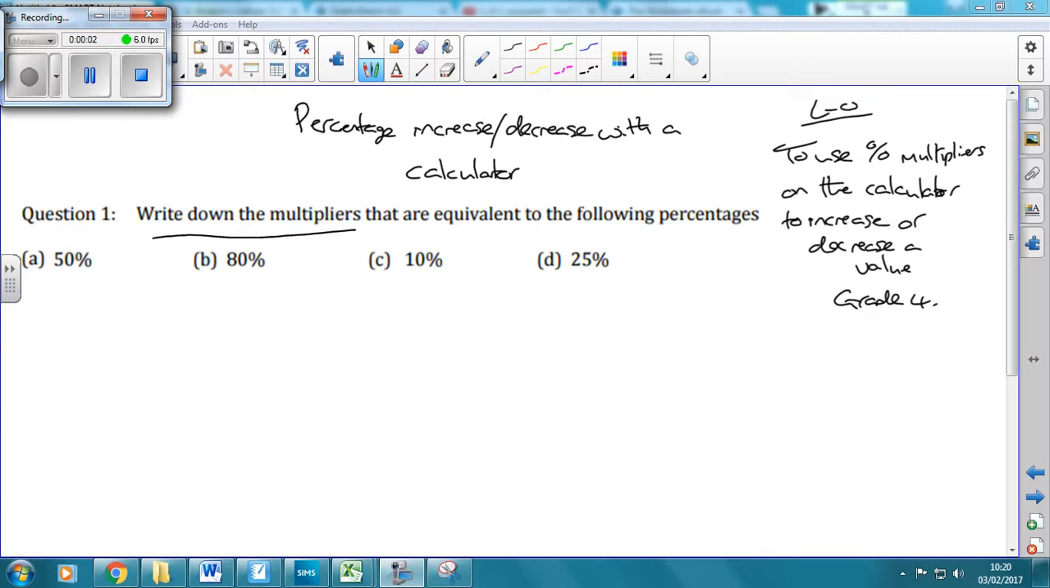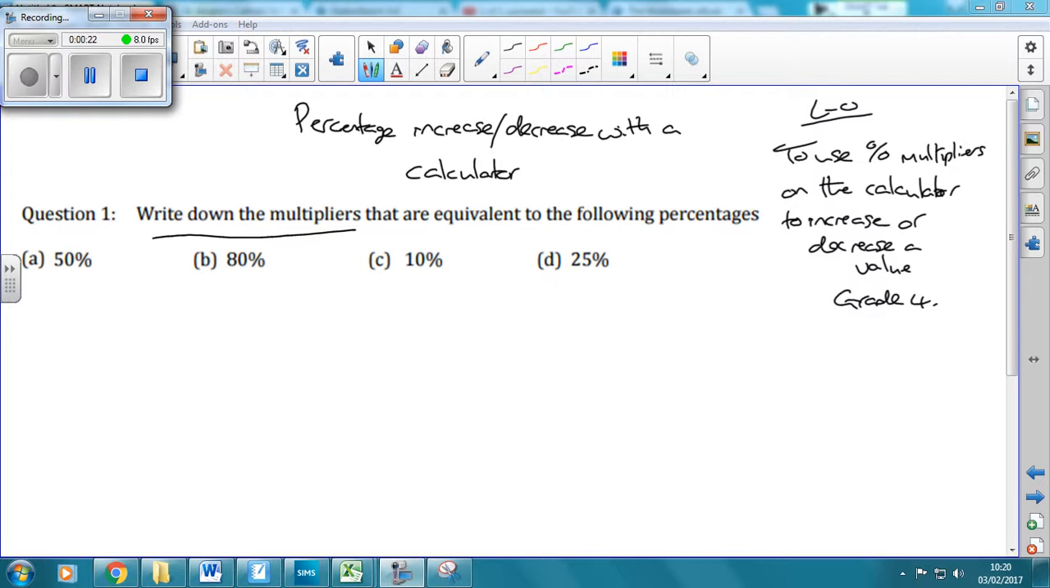Okay, so we've got the percentage increase and decrease lesson with a calculator lesson. Now this is for year 9 and year 10. What I'd like to do, please, is write down the title, which is percentage increase/decrease with a calculator. And the learning objective is to use percentage multipliers on the calculator to increase or decrease a value. And this is all grade 4 work.